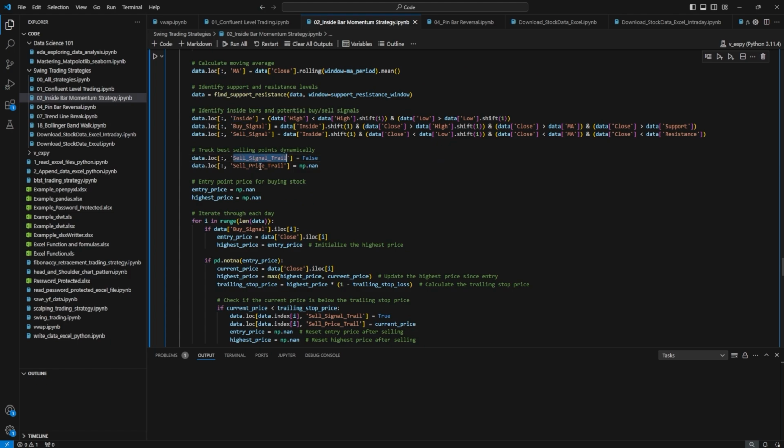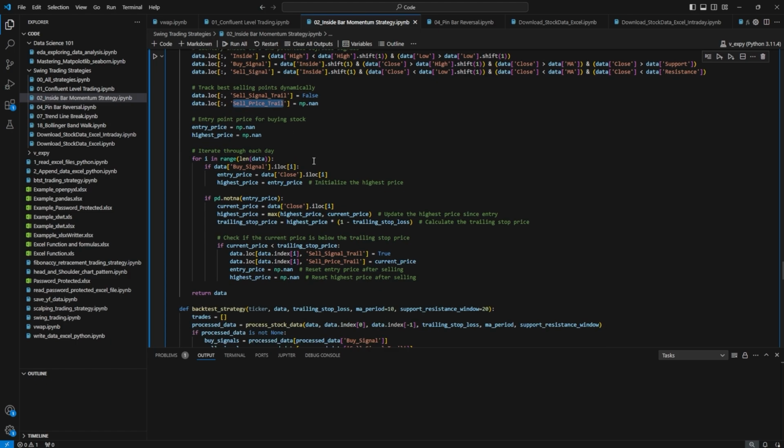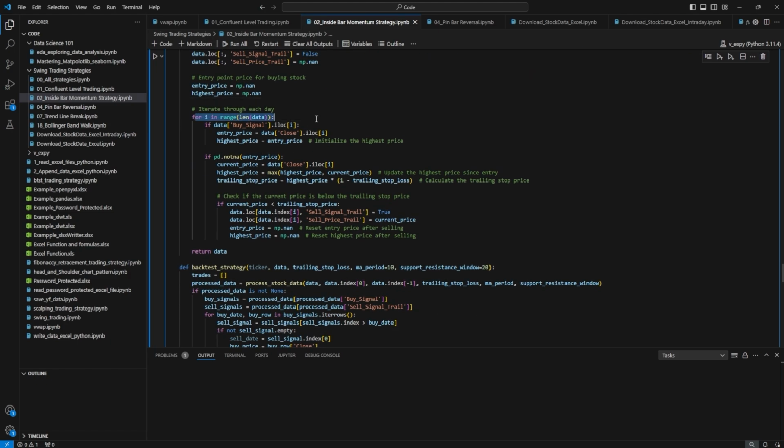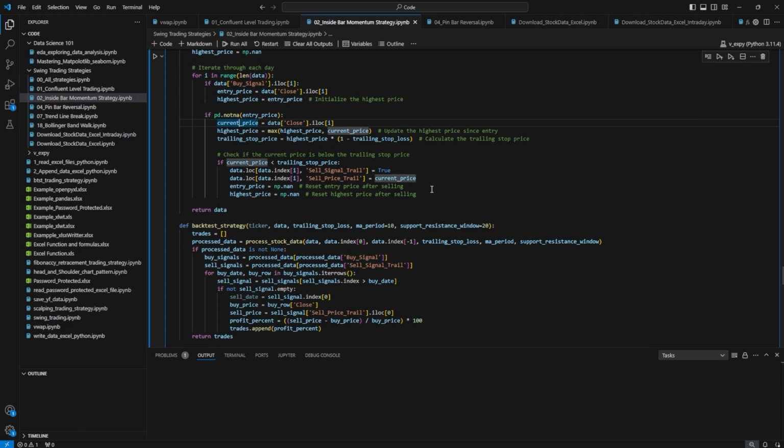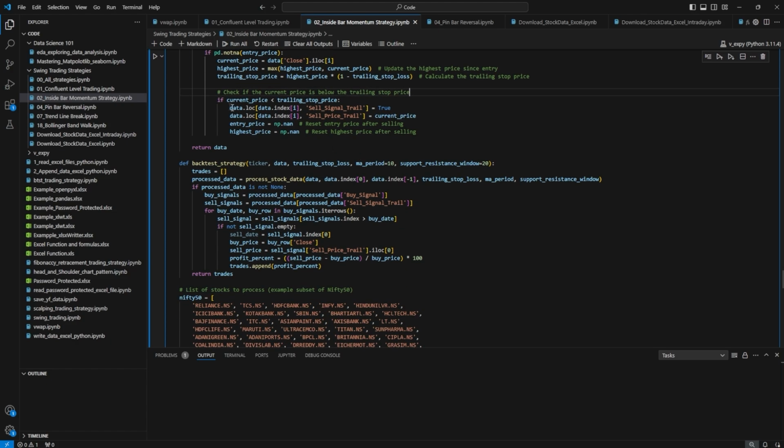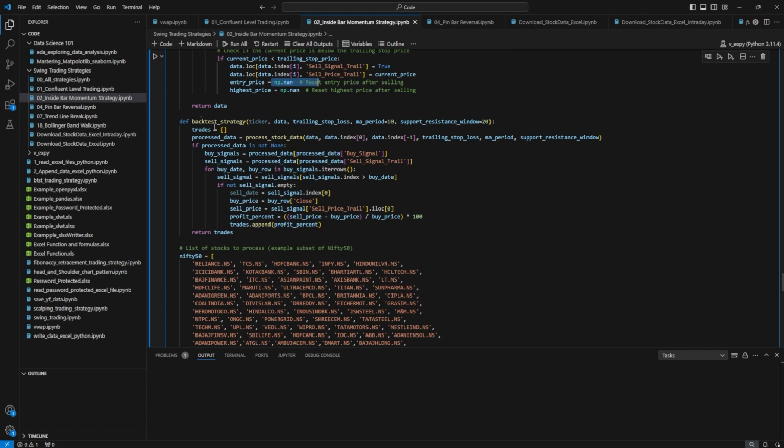So sell signal and price none, and after that we are looping through the data. So basically if it's a buy signal or it's a sell signal, then we are updating the highest price since the entry, and then these are the logic that we can go through. So obviously the backtest strategy is really important, wherein you need to test your logic and see if the particular strategy has worked in the past for the stock.